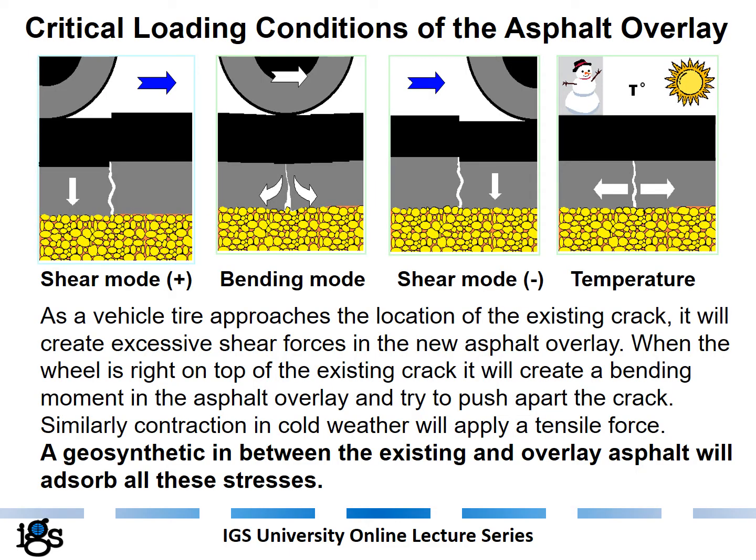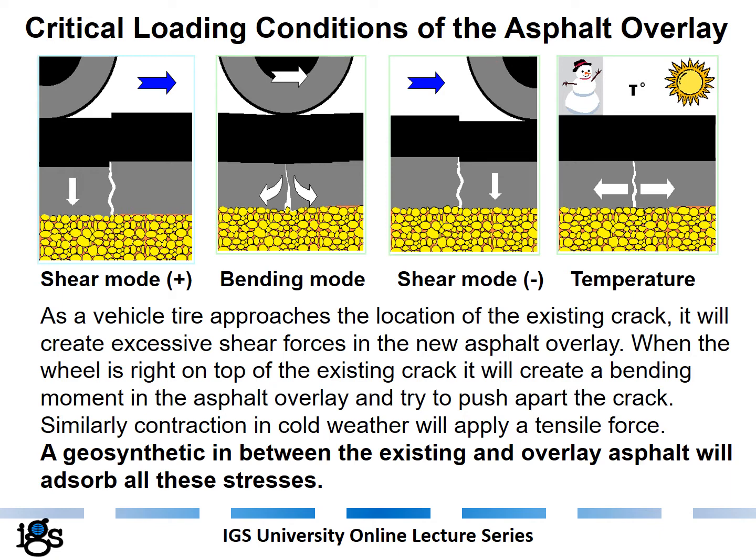In this slide, I want to highlight how the existing cracks reflect to the surface. Here you see a vehicle approaching the existing crack in the old portion of the road, and as you can see, the weight of this wheel applies a shear stress, so also a shear stress is being applied to the new asphalt overlay. As the vehicle passes directly on the existing crack, it applies a moment which tries to open up the crack as well.